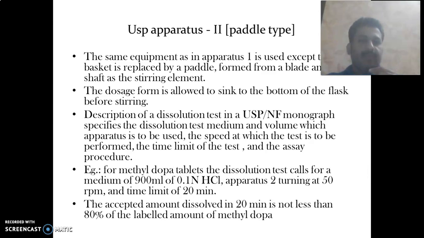So the paddle type is the same equipment as in apparatus 1. I told you the only difference: the basket is replaced with a paddle. The dosage form is allowed to sink to the bottom of the flask before stirring. So in the paddle type the tablet is allowed to sink to the bottom, whereas if it's a basket type, you are taking the tablets inside the basket.